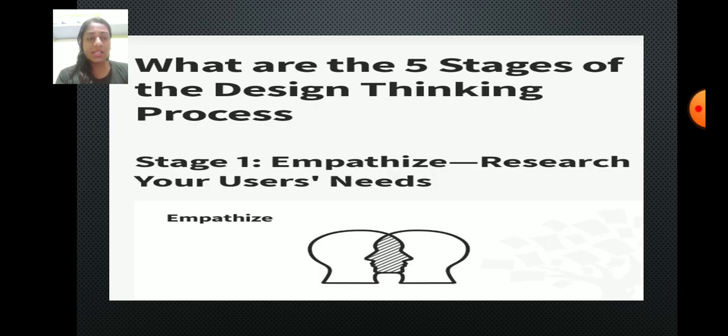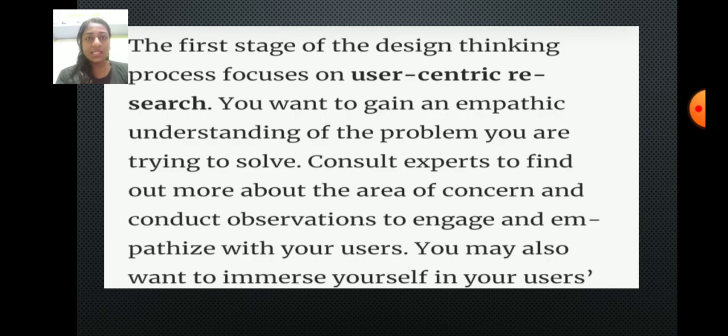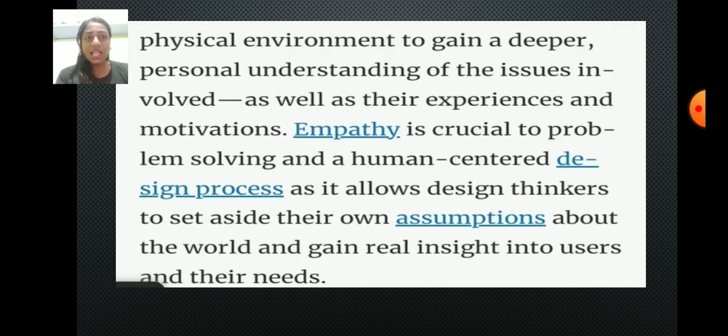Stage 1 is empathize: research your users' needs. The first stage of the design thinking process focuses on user centric research. You want to gain an empathetic understanding of the problem you are trying to solve. Consult experts to find out more about the area of concern and conduct observations to engage and empathize with your users. You may also want to immerse yourself in your users' physical environment to gain a deeper personal understanding of the issues involved as well as their experiences and motivations.